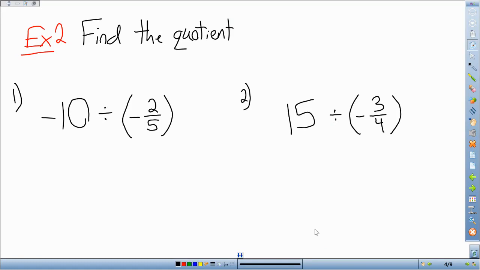Okay, let's go ahead and try it out on number 1 here. So yeah, freeze, change, flip. We're going to freeze this first number, keep it as a negative 10, change our division sign to a multiplication, and we can do that because we are going to flip this fraction here. All right, so a negative 2 over 5. The negative is going to stay there, turns into a negative 5 over 2.